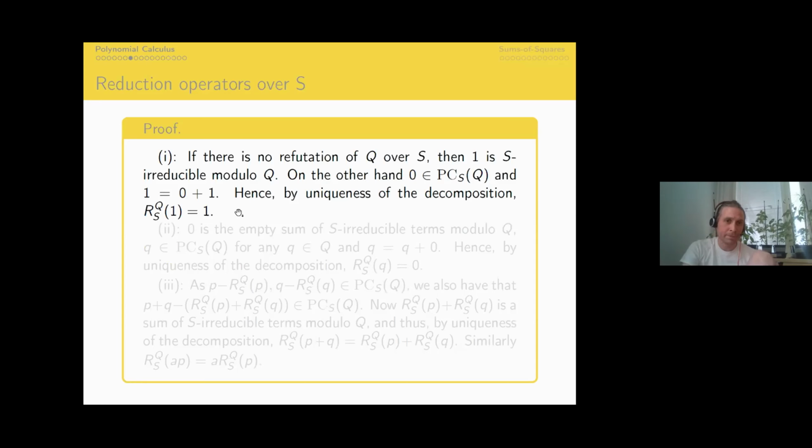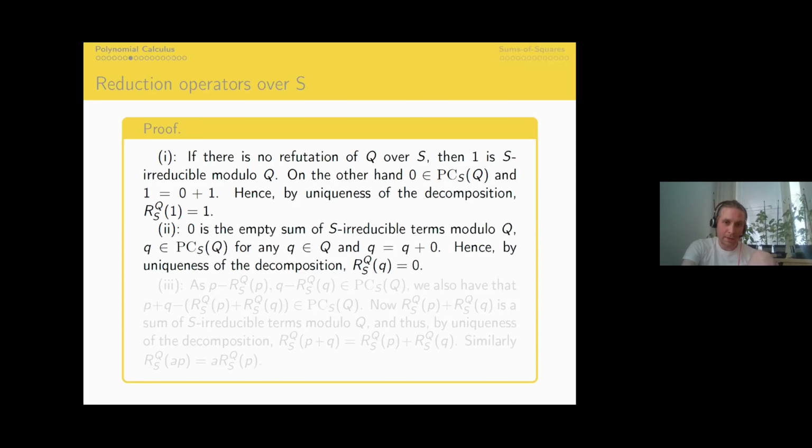Okay. Again, it maps every q to 0 because, of course, we have 0 as an empty sum of irreducible terms. And trivially, q itself is provable from q. Okay. And we have this decomposition of q into a provable and irreducible part. And so by the uniqueness of the decomposition, it maps every axiom to 0.